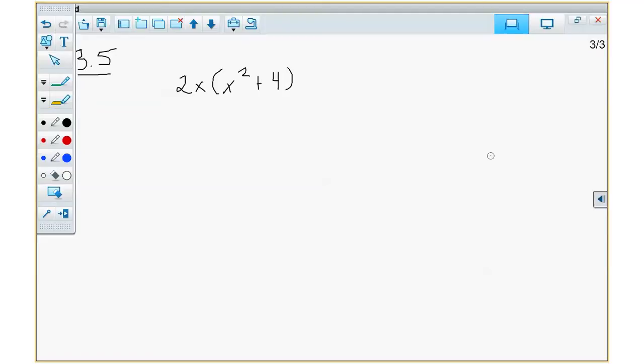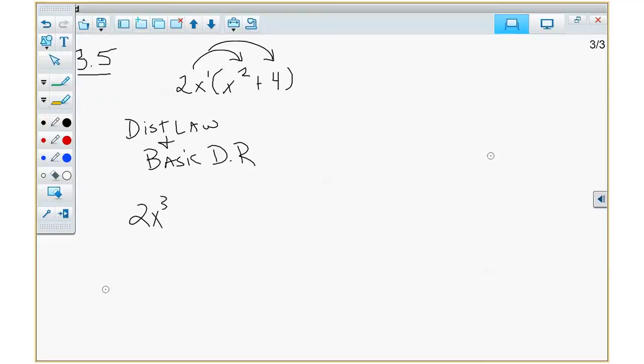All right? So let's do it both ways. Let's do it first by distributive law. And that'll give us, this is the distributive law and basic derivative rule. So 2x to the first, that's 2x to the third, plus 8x. Now use your basic derivative law. That gives you what? 6x squared plus 8. And you feel good about yourself.